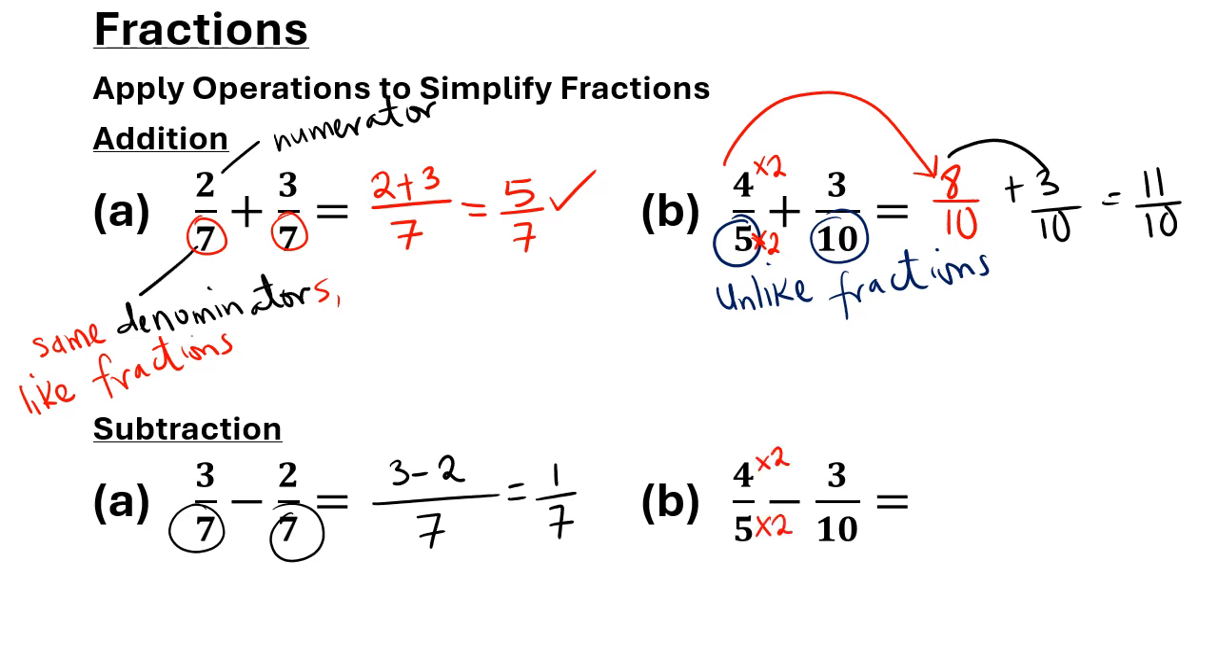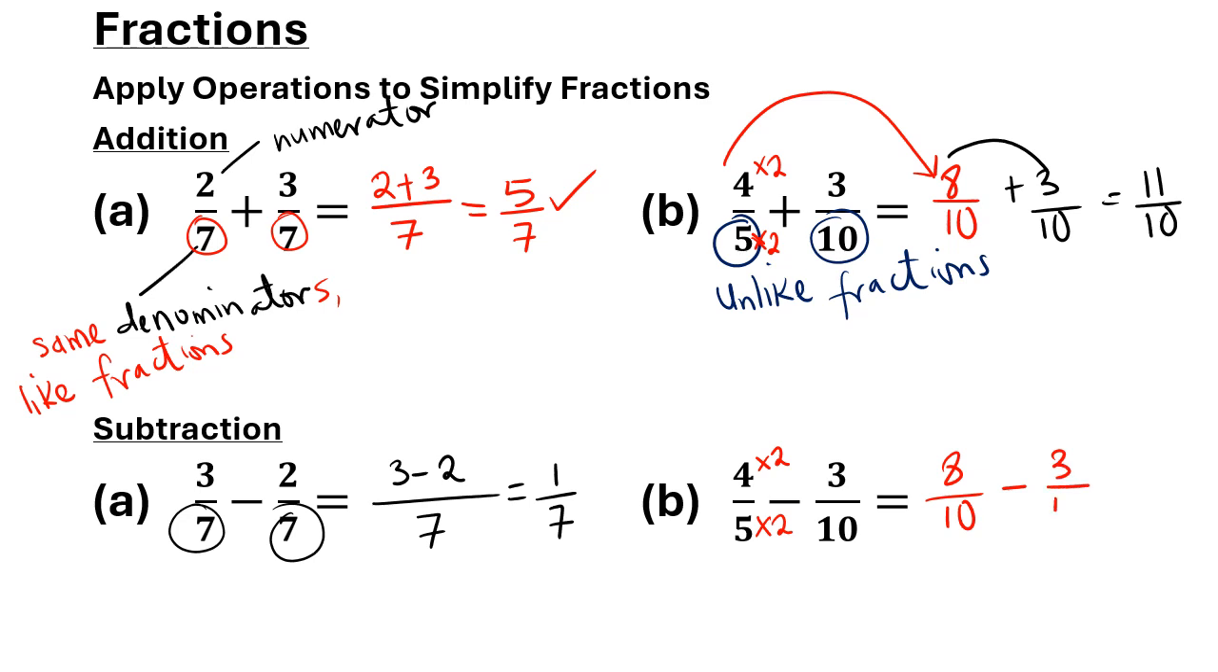Be careful not to multiply 5 by itself and 4 by itself, so it would not retain its original value. What you want is to make sure that you multiply with the same number. The same number on the denominator will go for the numerator. So 4 times 2 gives us 8, and 5 times 2 will be 10. We're doing this so that we can change from unlike fractions to like fractions.